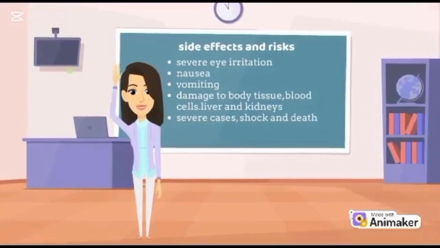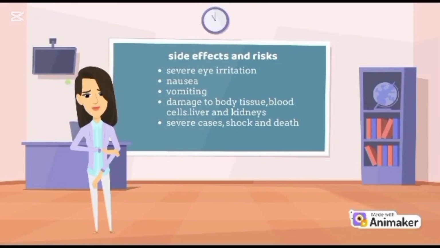Hello, I am Amal. Now let's talk about the side effects and risk. Copper sulfate can cause severe eye irritation. Eating large amounts of copper sulfate can lead to nausea, vomiting, and damage to body tissues, blood cells, the liver, and kidneys. With extreme exposures, shock and death can occur.